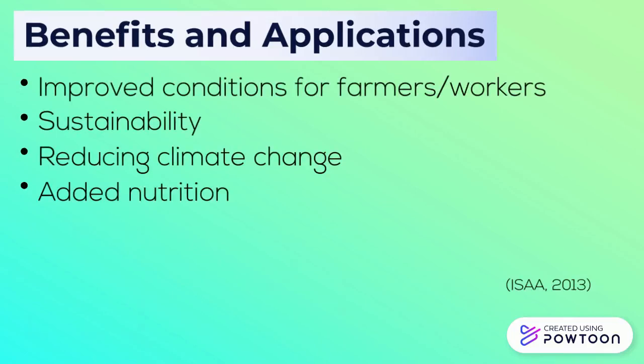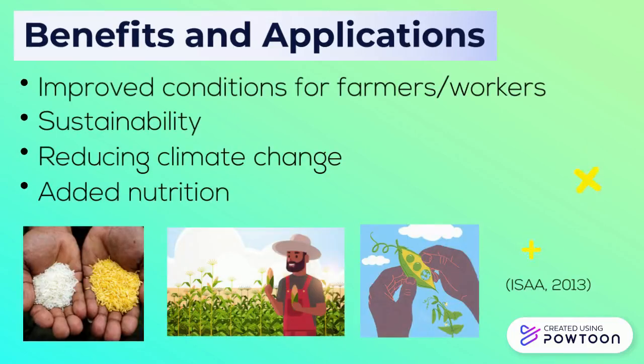GMOs also improve conditions for farmers and workers. For example, less sickness from pesticide exposure. GMOs are sustainable. They reduce climate change as there are fewer CO2 emissions. Some crops even have better nutrients that can help with things like deficiencies in different areas.